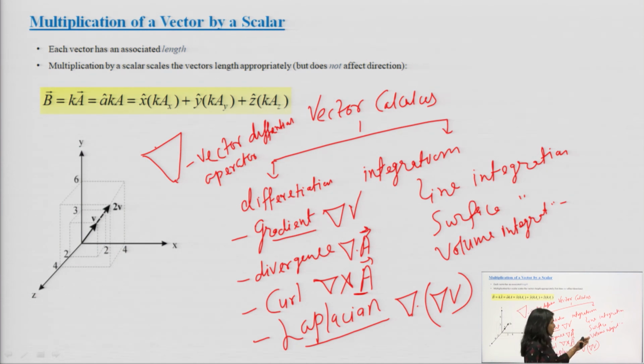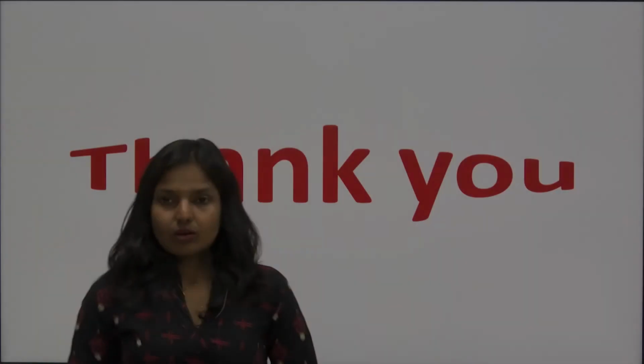Similarly, for volume integration, we need to integrate 3 times because volume constitutes length into breadth into height. So a corresponding integration should be there. That's why we are using 3 integrations in volume integration. This was all about the vector calculus. We have seen various types of vector calculus, various kinds of operators also. Further, in the next class we will solve some problems based on this.